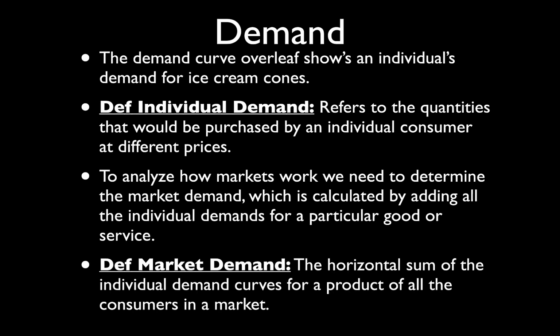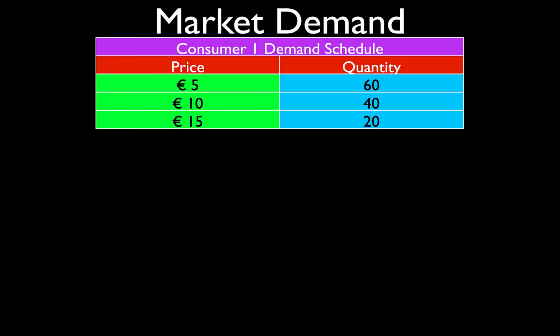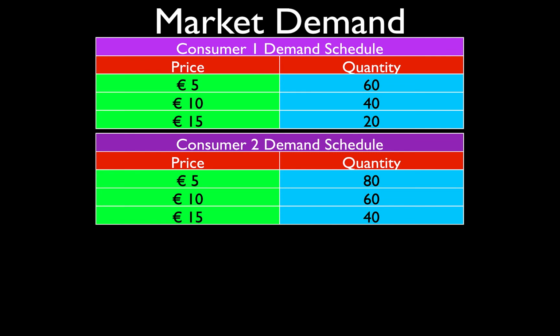So this is what market demand is: the horizontal sum of the individual demand curves for a product of all the consumers in a market, and it really should say at different prices, and I would like you to add that when giving your definition of market demand. Okay, what does that mean? Well, let's have a look at this. We have 2 consumers here, nice and fancy colors.